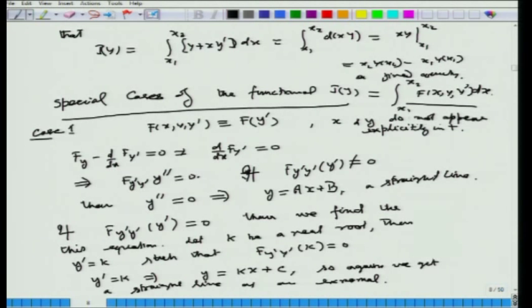So, in all these cases where this f_y prime y prime is not equal to 0, we get an extremal as a straight line, and if it is 0, then we find the roots of this equation, and if k is a root of this, then y prime equal to k, and we get y equal to k x plus c. Again we get a straight line as an extremal, a solution of Euler's equation. Now, here let us see various examples of this case.